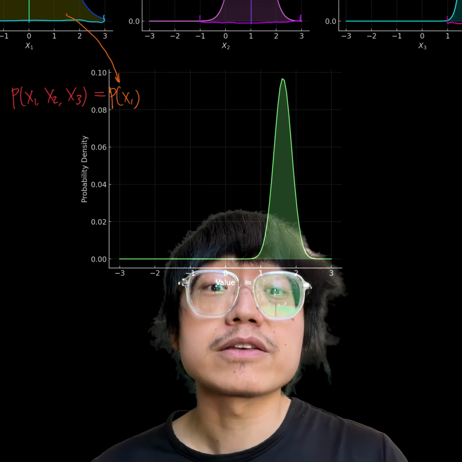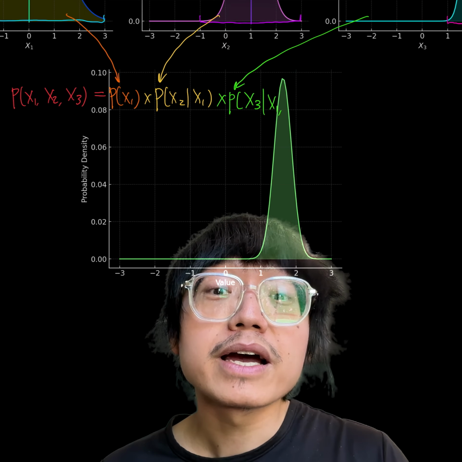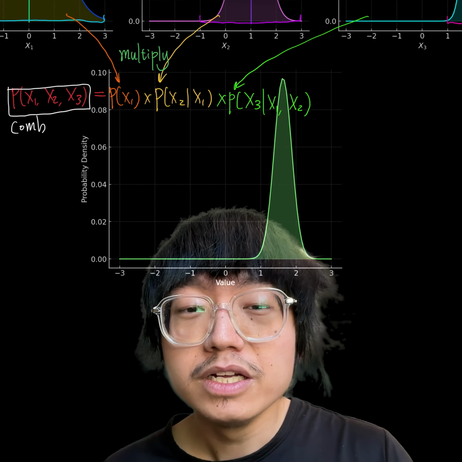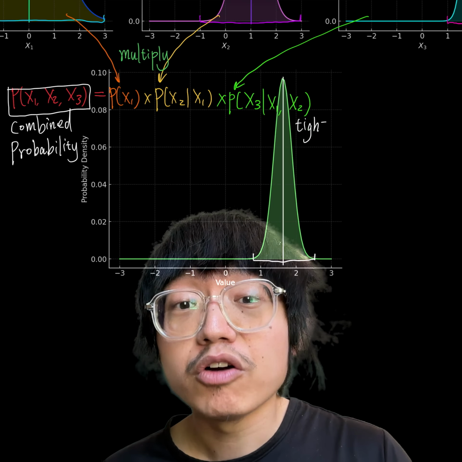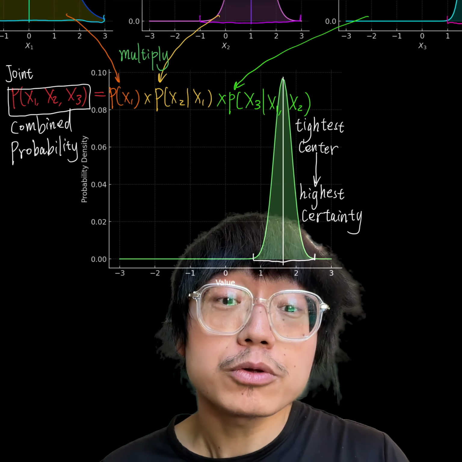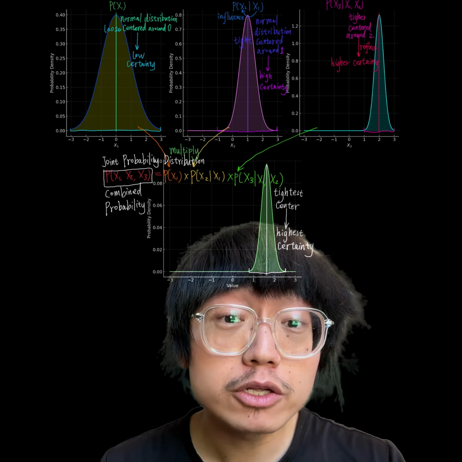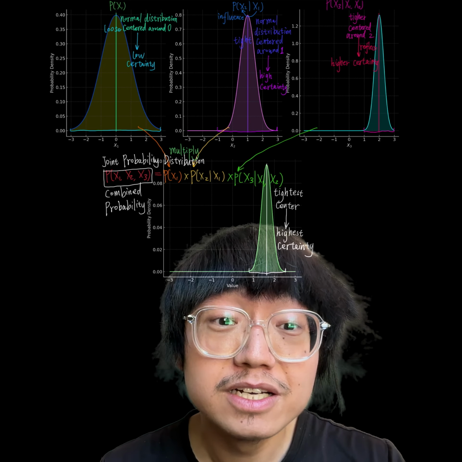And the final plot is the joint probability distribution, which is P of x1, x2, and x3. This joint distribution is obtained by multiplying the individual conditional probabilities according to the product rule. This final distribution represents the combined probability over the sequence of the variables, which is normalized to ensure it forms a valid probability distribution.